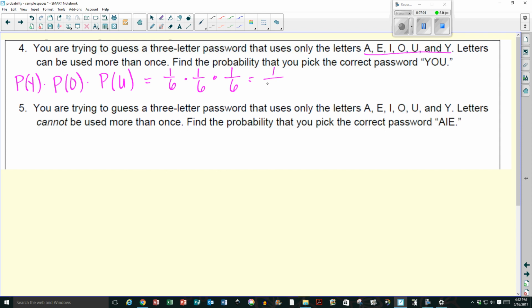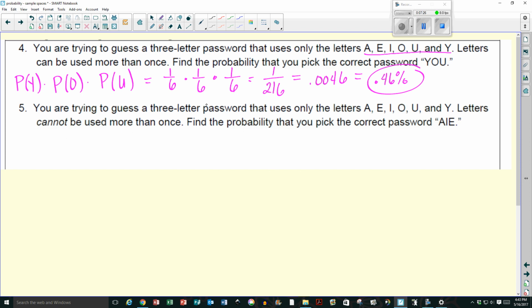So you got about a 1 in 216 chance of guessing the right password, which is about 0.0046. Better yet, 0.46%. It's not even 0.5% likely of guessing a 3-letter password from 6 letters. Think how low it would be if you had to choose from 26.